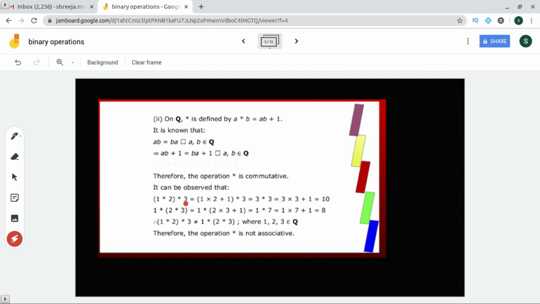Now take 3 elements, 1, 2 and 3. We can take any 3 elements. Now (1 star 2) star 3: 1 star 2 is 1 into 2 plus 1, that is 2 plus 1, which is 3. So we get 3 star 3, which is 3 into 3 plus 1, equal to 10. Now 1 star (2 star 3): 2 star 3 is 2 into 3 plus 1, that is 6 plus 1, 7. 1 star 7 is 1 into 7 plus 1, which is equal to 8. Now 10 is not equal to 8, so star is not associative.